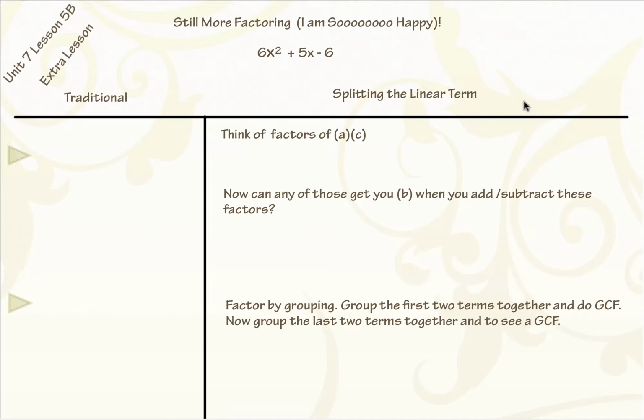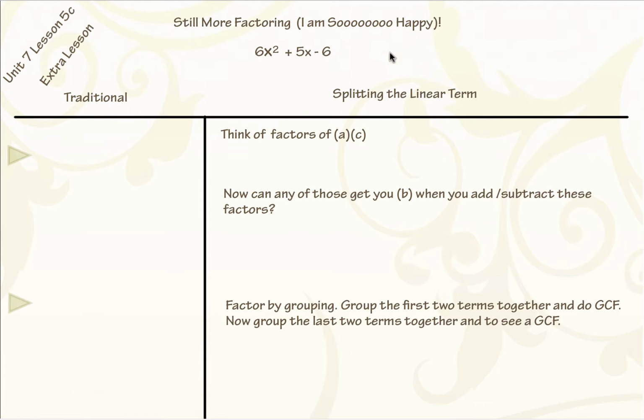We're going to show you one more way to factor. Now, I know over here it says 5b. It should really say 5c. It's a little extra lesson on how to do trinomial factoring. So down below we have a trinomial, and we need to factor it.